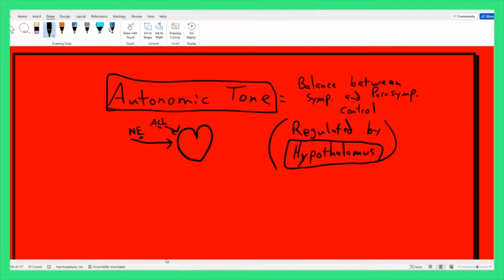And it goes on all day long under the direction of the hypothalamus based on what we need to do. Do I need greater cardiac output because I'm exercising? Norepinephrine is what I need. Do I need less cardiac output because I'm sleeping? Acetylcholine is what I need. I hope this makes sense.